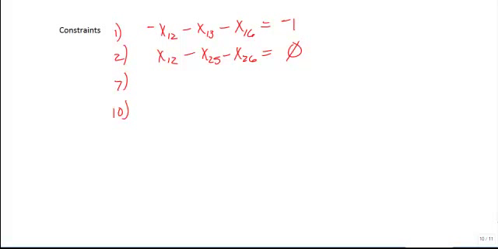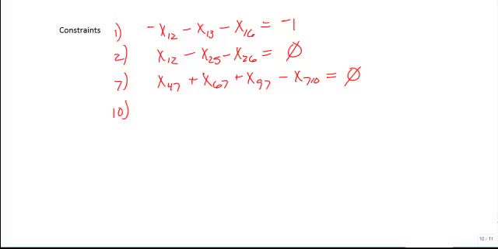At node 7, we've got 3 arcs going into node 7, x47, x67, and x97. Outflows, x7 to 10. And again, that's not the source or the destination, so supply and demand will be 0.